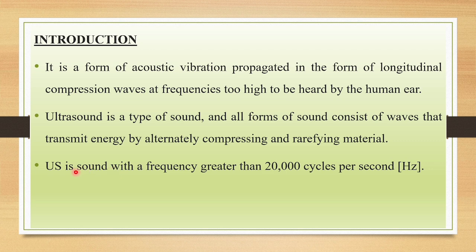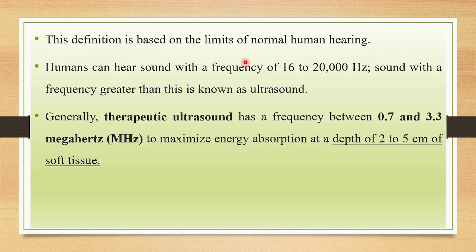Ultrasound is a type of sound wave that is beyond the normal limit of hearing. It is a sound with a frequency greater than 20,000 cycles per second, that is 20,000 hertz, otherwise known as 20 kilohertz. This definition is based on the limits of normal human hearing. Humans can hear sounds with a frequency of 16 to 20,000 hertz. Sound with a frequency greater than 20,000 hertz is known as ultrasound.